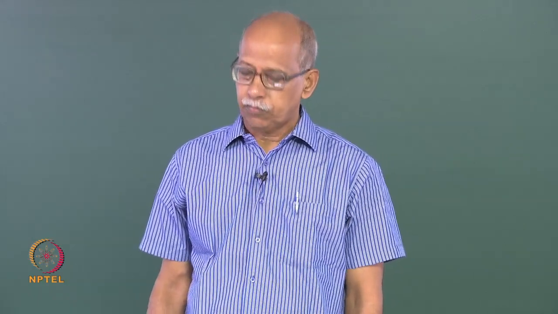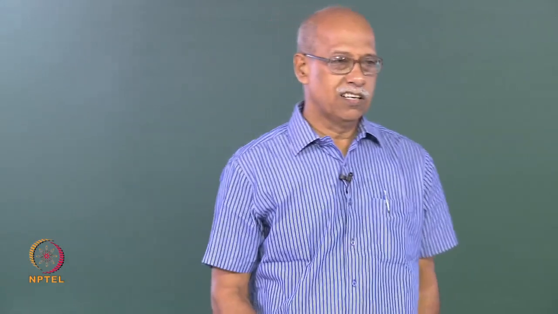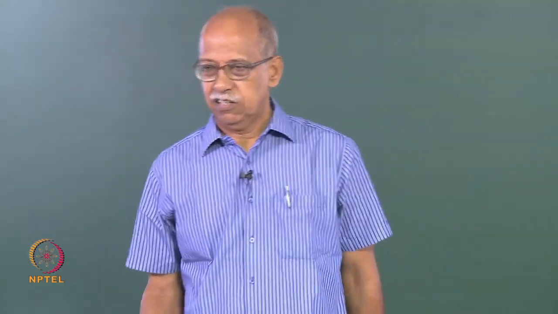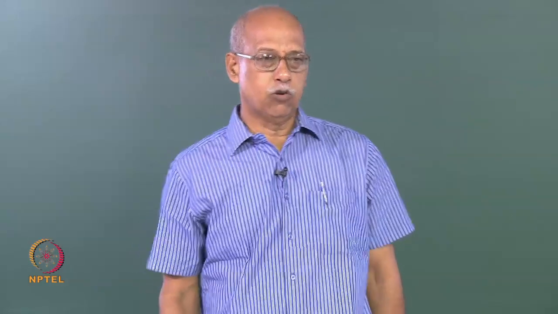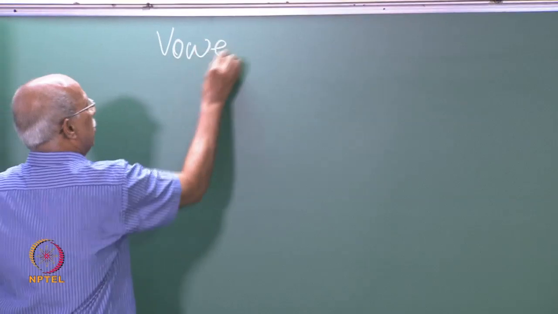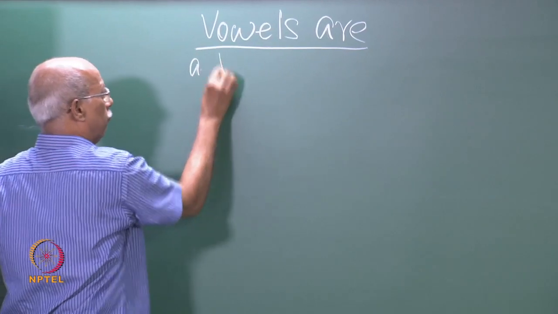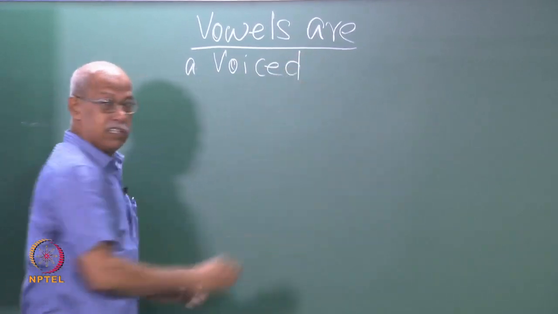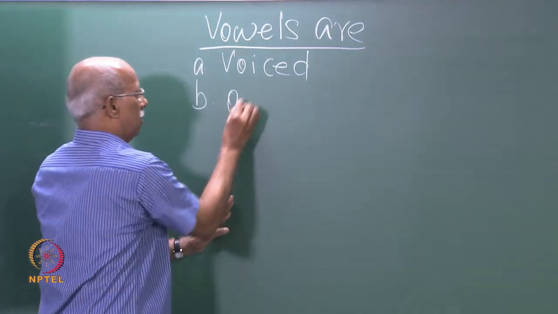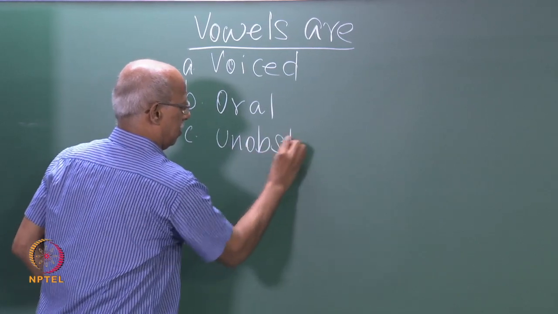We saw that vowel sounds are those sounds that are, can you please repeat with me, that are voiced, that are oral, and that are produced without obstruction. Let me repeat myself. Vowel sounds are those sounds... Vowels are voiced. What else? Oral and unobstructed. Great.